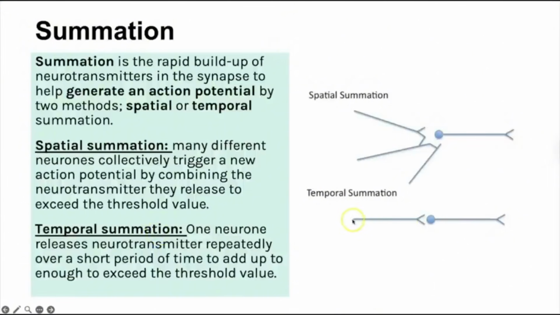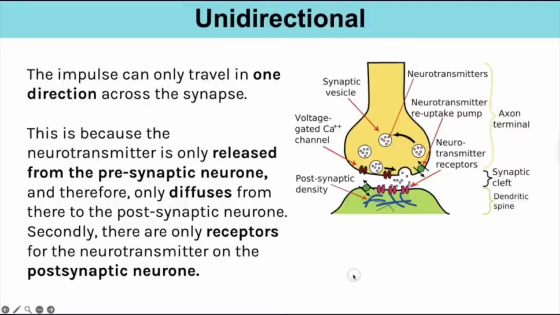Temporal summation is when you just have one presynaptic neuron connecting to one postsynaptic neuron. In this case, it is the repeated release of neurotransmitter from that one presynaptic neuron over a short period of time that should add up to enough neurotransmitter to cause enough sodium ion channels to open to reach that threshold potential in the postsynaptic neuron.